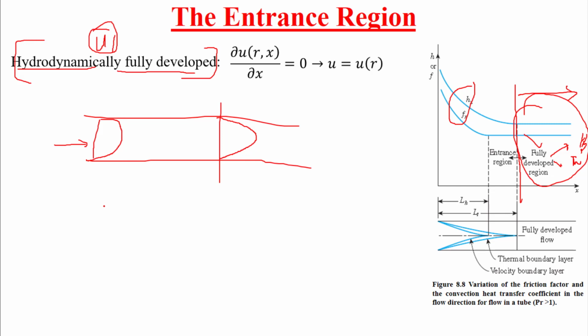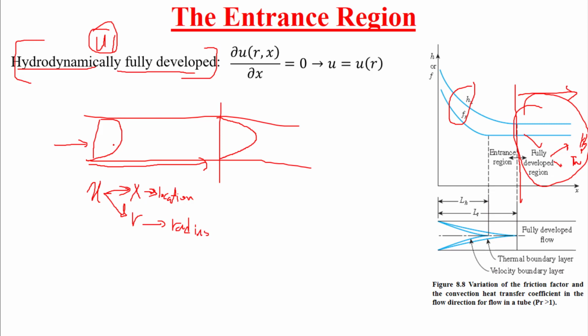So u, which is the velocity function, depends mainly on two parameters, x and r, where x is the length of the pipe, arbitrary locations. So this represents the location along the pipe, and r represents the radius of the pipe.